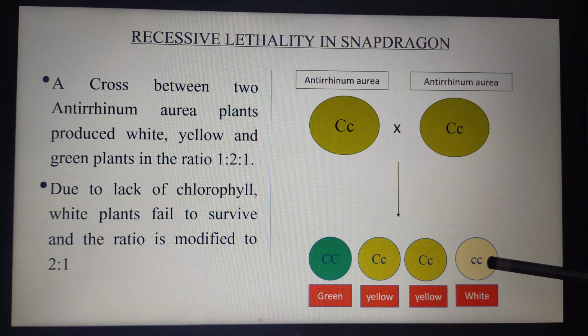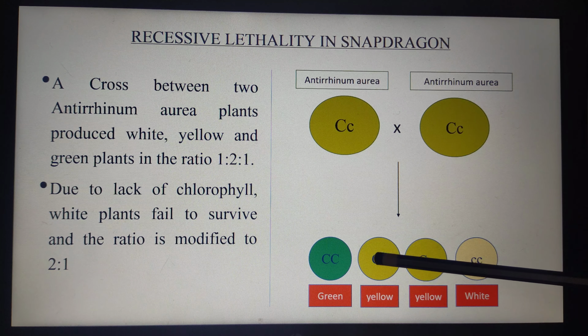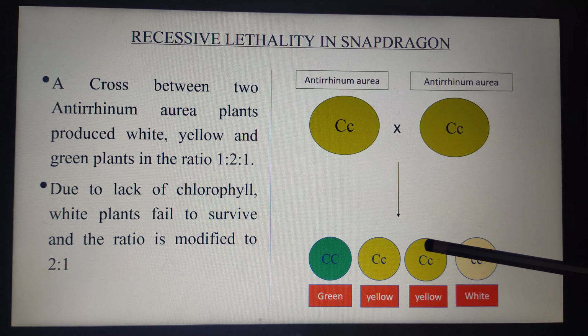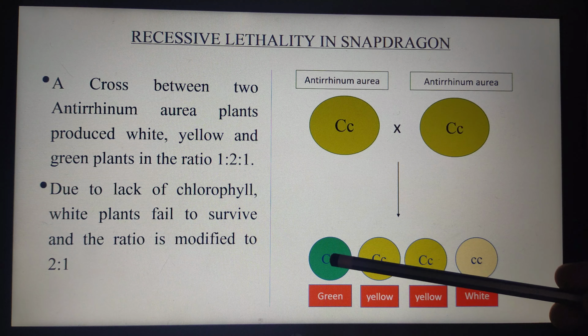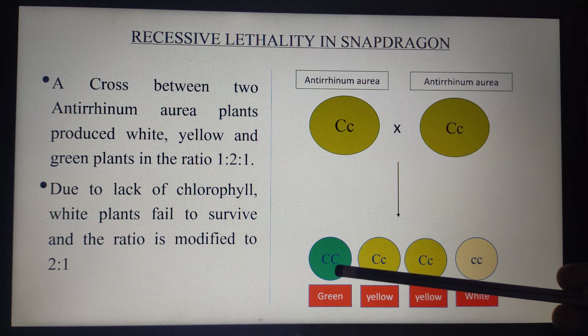So this is the mutant allele or the modified allele. This abnormal allele fails to synthesize the chlorophyll, and as a result the plant cannot do photosynthesis, and this plant dies at the seedling level itself. Whereas the remaining plants, the Antirrhinum aurea, can survive, because it also has one dominant C, the chlorophyll producing gene. Even though it has a mutant allele, it acts as a carrier. So this can survive. Whereas this one is obviously a green color plant, so it will normally survive.